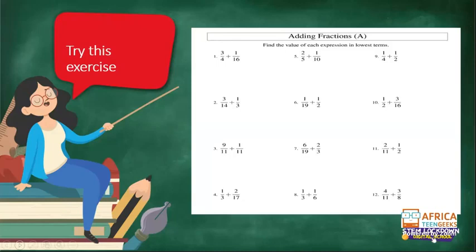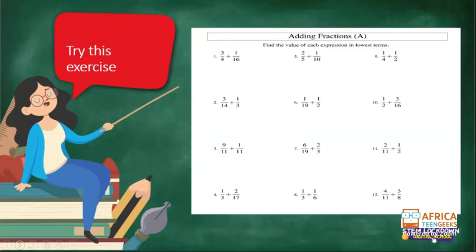Okay, now let's look at number 8. We're left with 2 minutes, so we'll only look at number 8. Numbers 9, 10, 11, and 12 will be our homework. So the last one here is number 8, right? We have 1 over 3 plus 1 over 6.